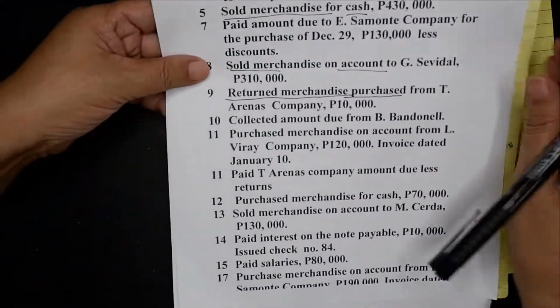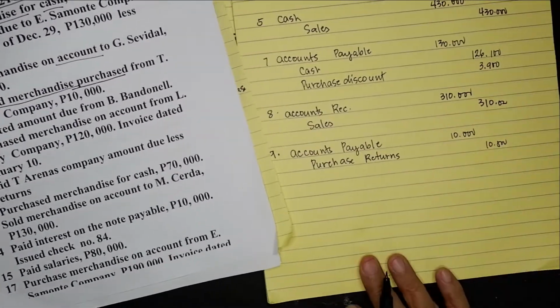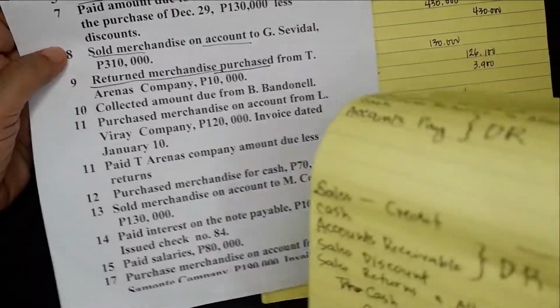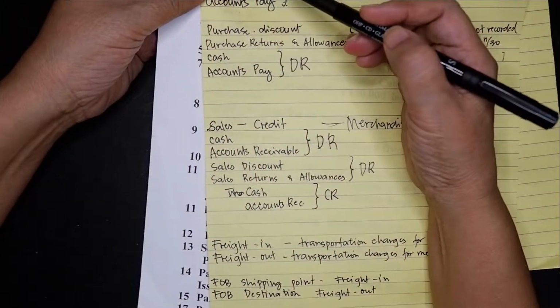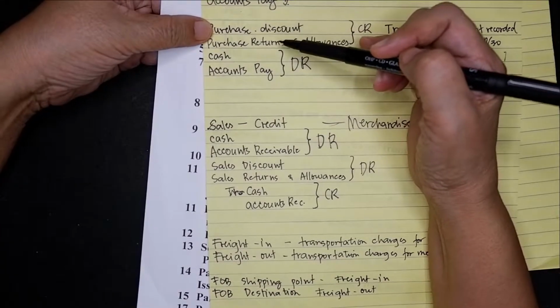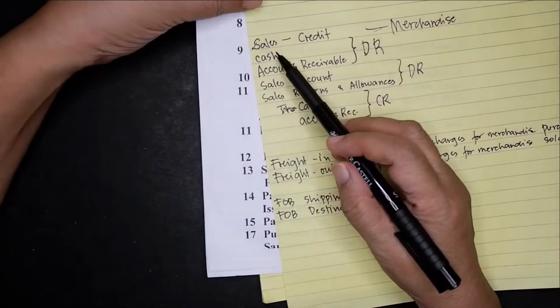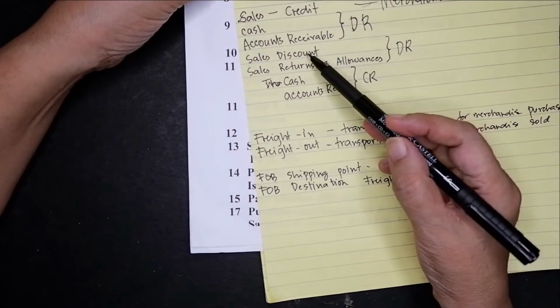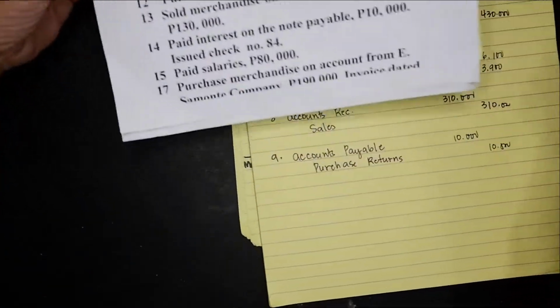Okay. How much is that? That is 10,000. Okay. Again, just a tip. Purchases is debit. Purchase returns and allowances is credit. Sales is credit. Sales returns and allowances is debit. The other side.